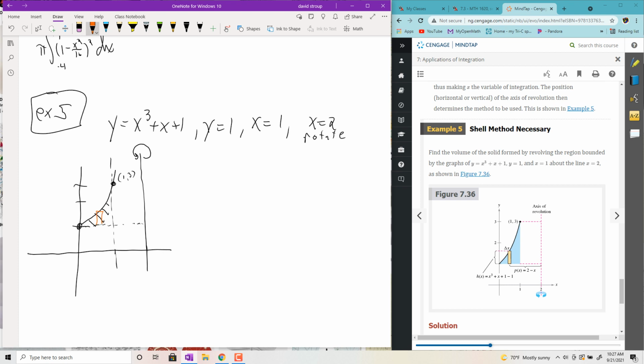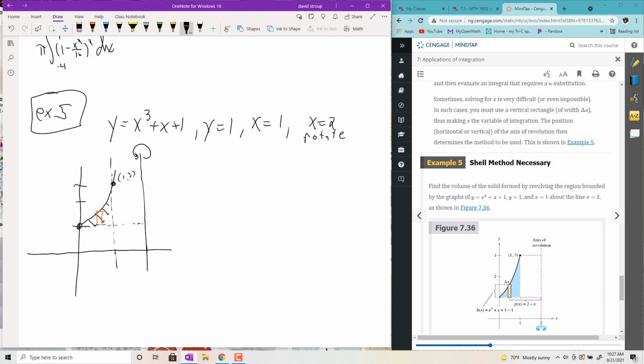There's our little rectangle for the shell method. Its base is on the x-axis, basically, so you're doing this with respect to x. So you'll need a p of x, which will be not x because of the shifted axis of rotation, and then you need a height function, which will be a little different as well. So the p of x, first of all, is going to be this distance from the axis of rotation.